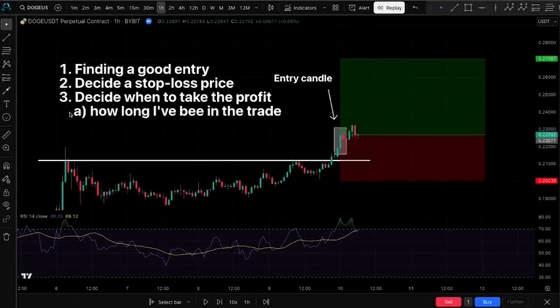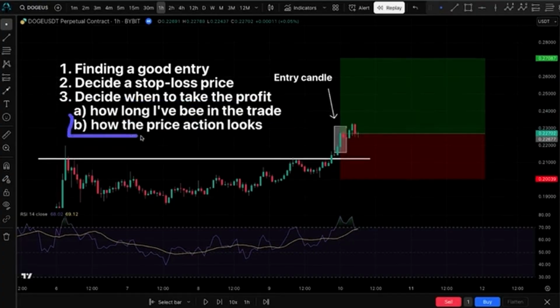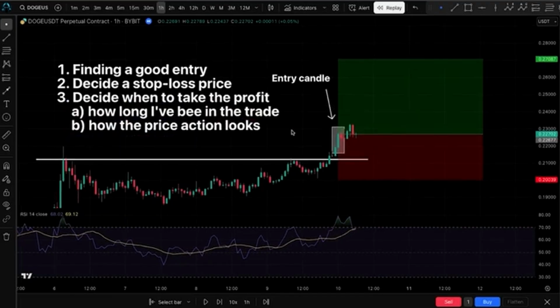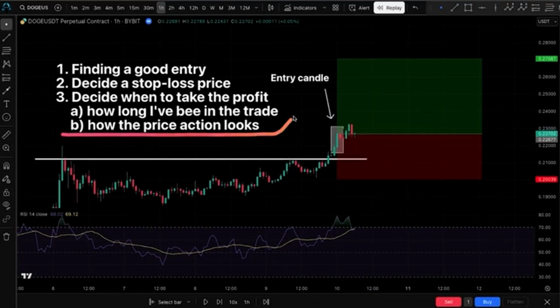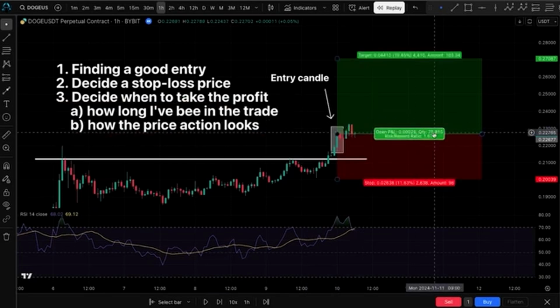So the first thing I am considering is for how long have I been in the trade, and the second thing is how the price action looks. So let's say that I have been in the trade for 20 minutes and the price action still looks very bullish. Then I might hold the trade for a bit longer. But if I've been in the trade for 2 hours and the price is looking slow and going sideways, I might just close the position.